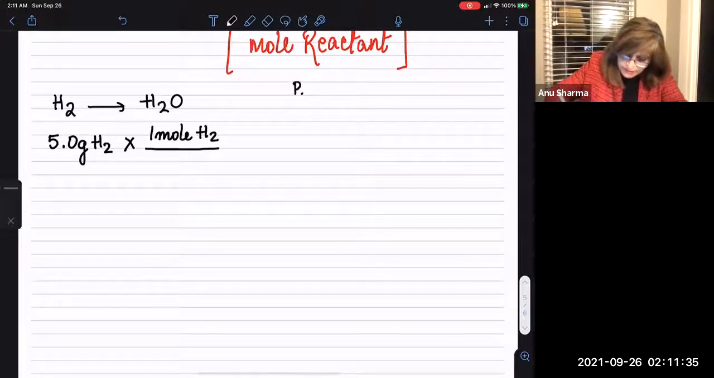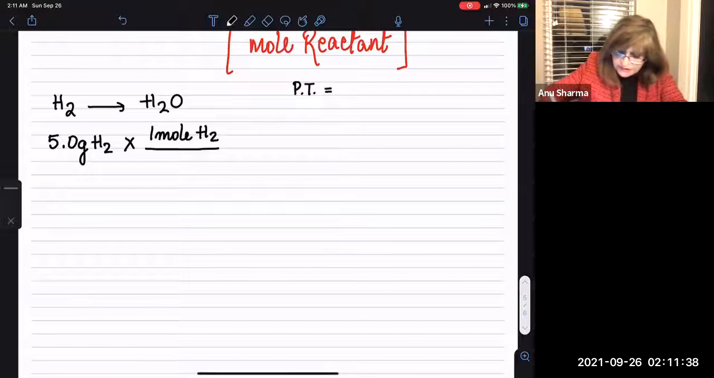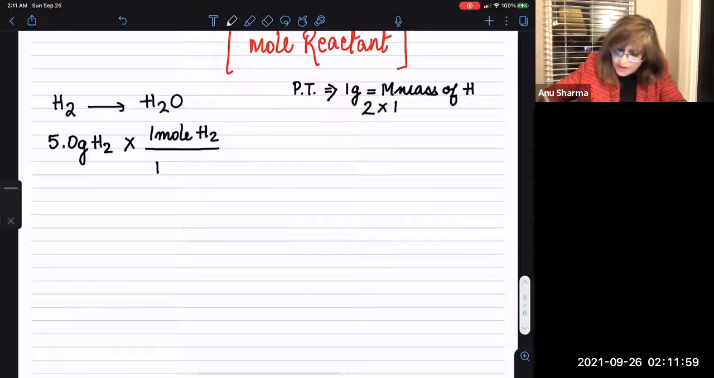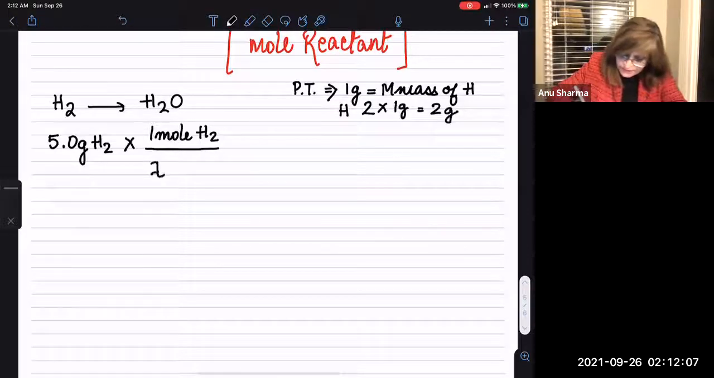Remember, from the periodic table, the mass of hydrogen is 1.008, so it's okay to use 1 gram as the molar mass of hydrogen. So for H2O, 2 times 1 gram, that's the 2 hydrogens. So that is 2 grams of hydrogen per mole.